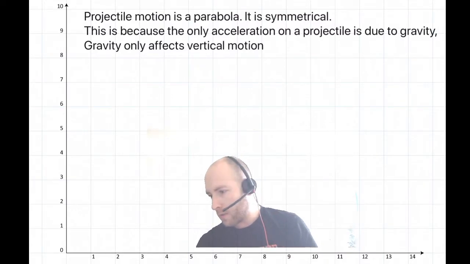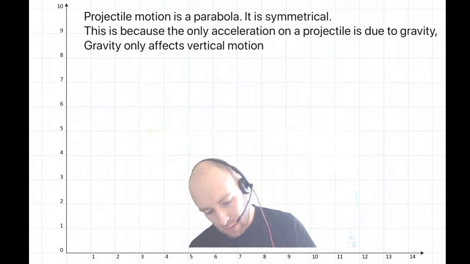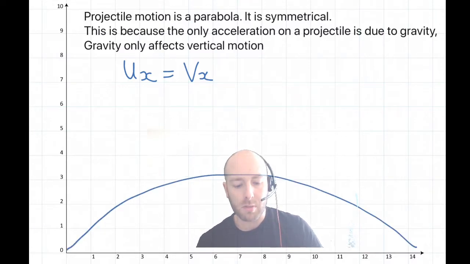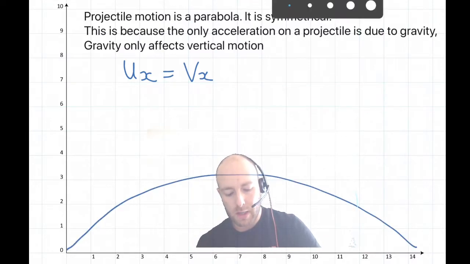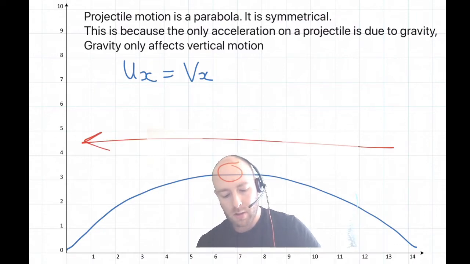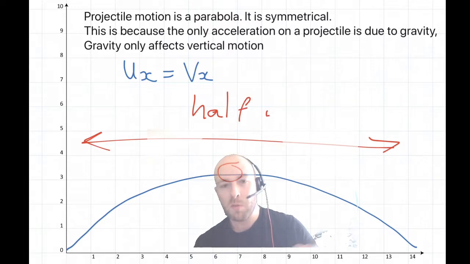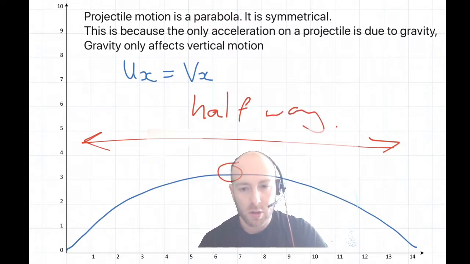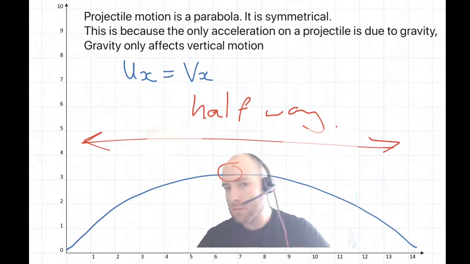So again, I've kind of said this already. Ux equals Vx. And it's symmetrical, so the maximum height should be halfway along the total flight time. So you can use that in your calculations as well.